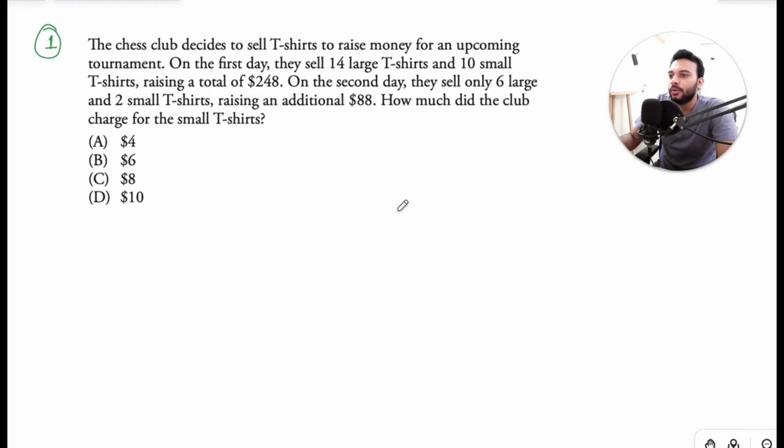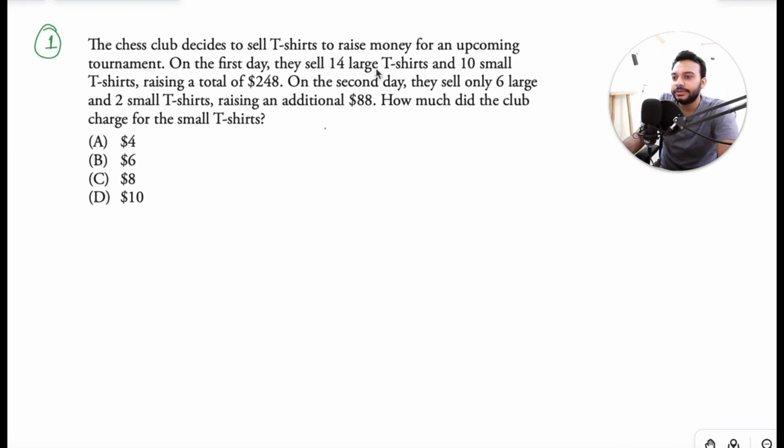Okay, question number 1. The chess club decides to sell t-shirts to raise money for an upcoming tournament. On the first day, they sell 14 large t-shirts and 10 small t-shirts, raising a total of $248. On the second day, they sell only 6 large and 2 small t-shirts, raising an additional $88. How much did the club charge for the small t-shirts? Okay, a classic system of equations in two variables question.